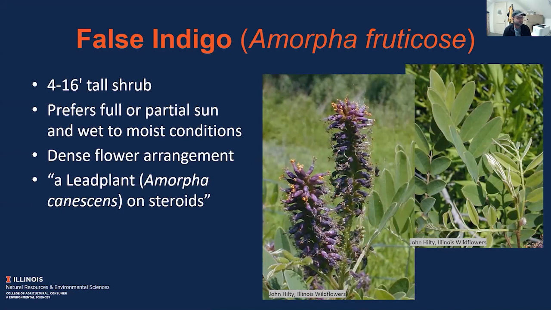It has this dense flower arrangement, as you see in the image. And if you're familiar with another plant, the lead plant, it's more of a prairie wildflower. That's a cousin of the indigo bush, and people have described it as a lead plant on steroids. So just much taller, more robust. This is one that I'm hoping to propagate coming up here. I just collected some seeds, and we'll see how that goes.